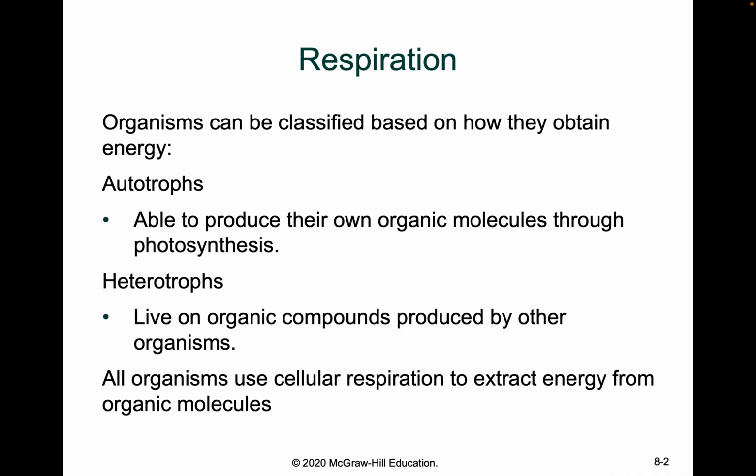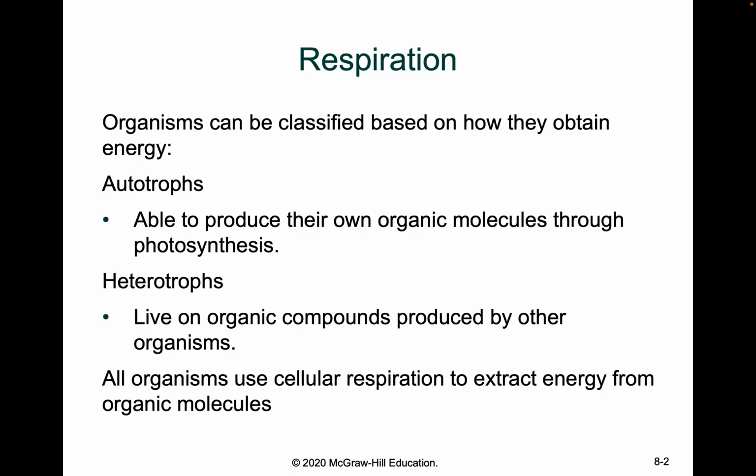Because if you remember, when it comes to organisms, there are two types: autotrophs and heterotrophs. The autotrophs are organisms that are able to create their own organic molecules. However, heterotrophs are the opposite. They cannot create their own organic molecules. They acquire them by eating other organisms.